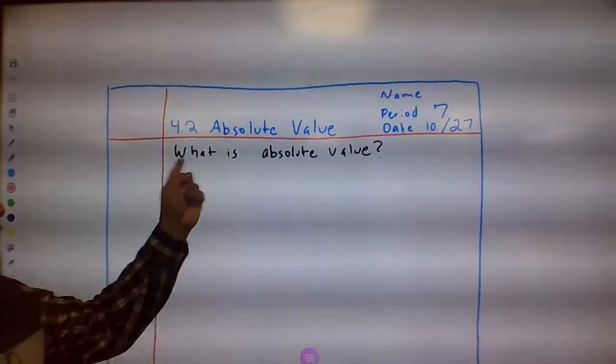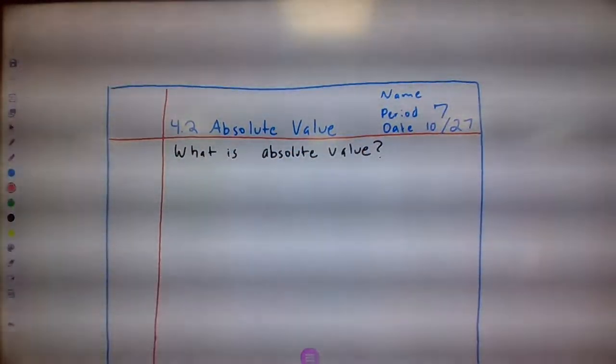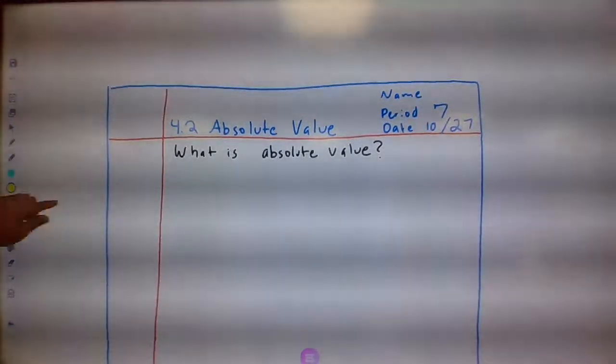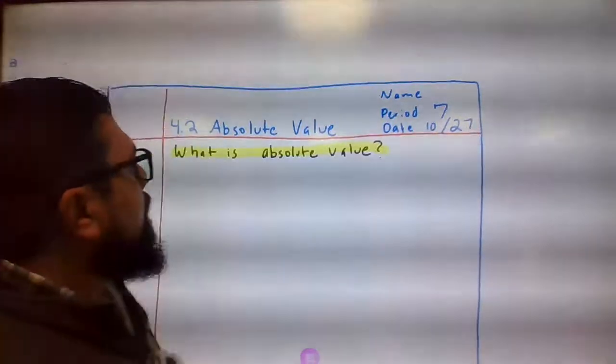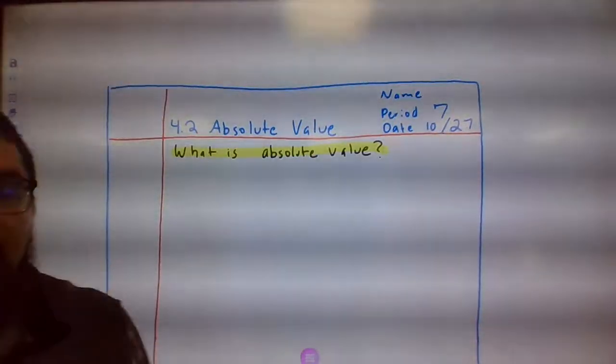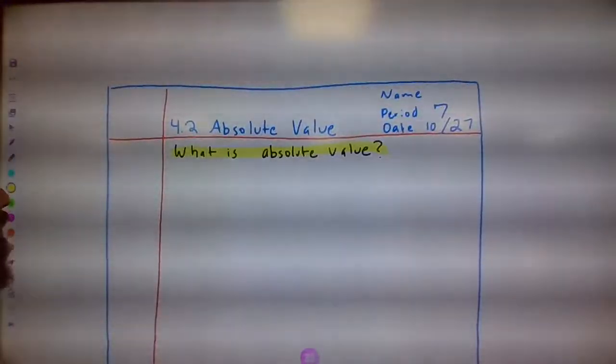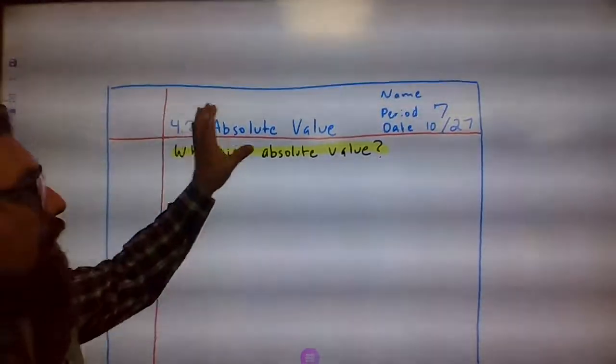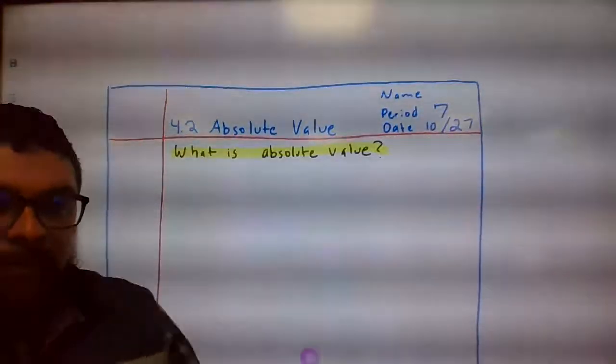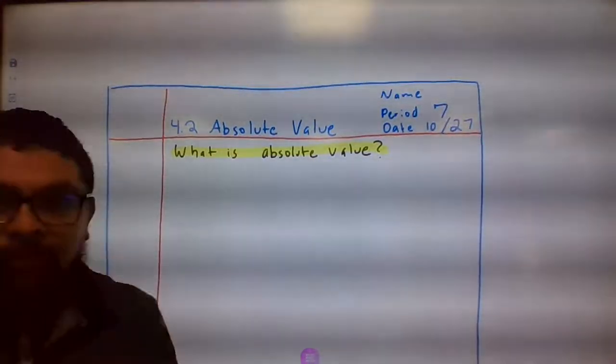And this is your question of the day today for this little section. What is absolute value? And you can highlight this. What is absolute value? That's what we're going to go over today, okay? What is absolute value? All right? Take a second to make sure you get this paper started, and then let's go ahead and start.